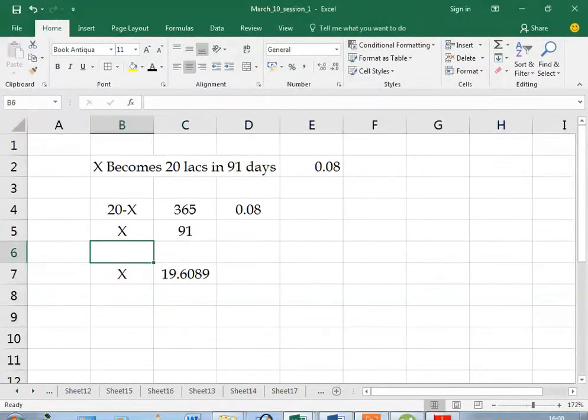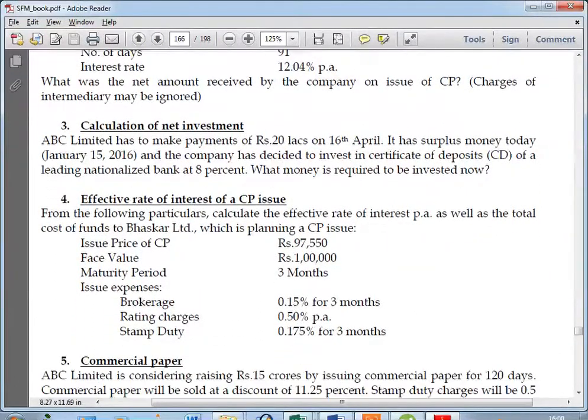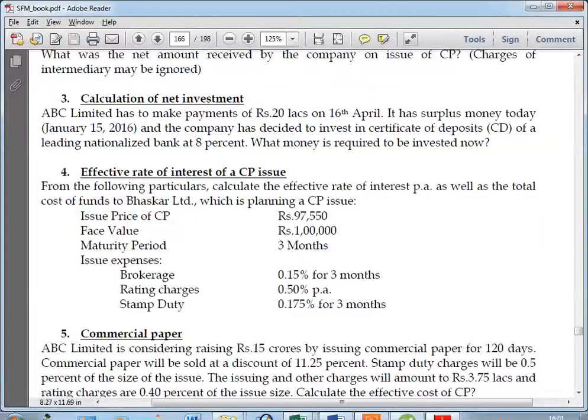X becomes 20 lakhs in 91 days. Any doubts in this? It's a very simple concept. 6089. Can we proceed? Now, question number 4, please listen.